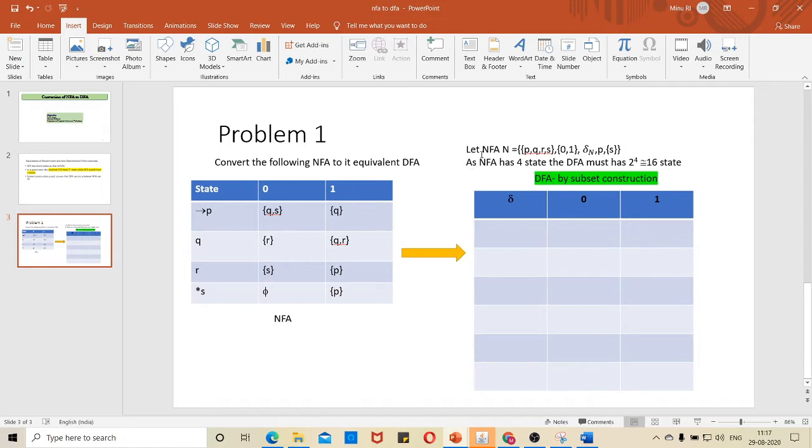Before that, let me write the tuple of this NFA. This NFA has 4 states, so the set of states is P, Q, R, S, the two symbols are 0 and 1, and the transition with respect to the NFA is represented as delta N, P is our initial state and S is our final state. This is the representation of the given NFA. As per our golden rule, in the worst case scenario, as there are 4 states, our DFA may have 2 to the power of 4, that is 16 states. That is not very certain, it may or may not.